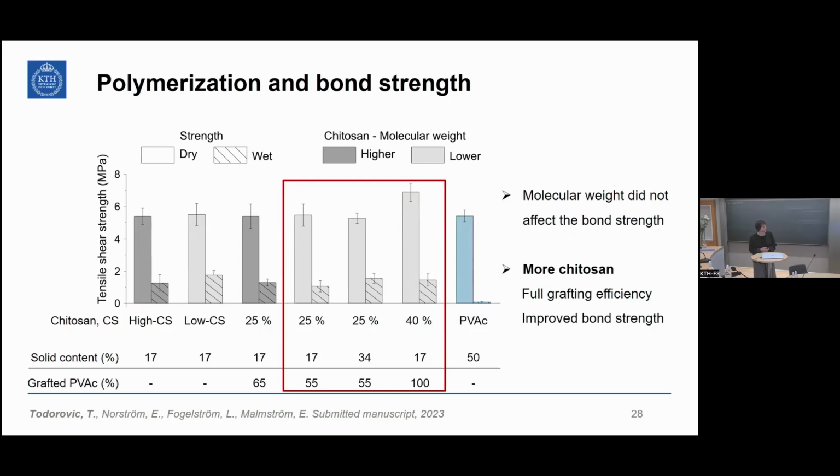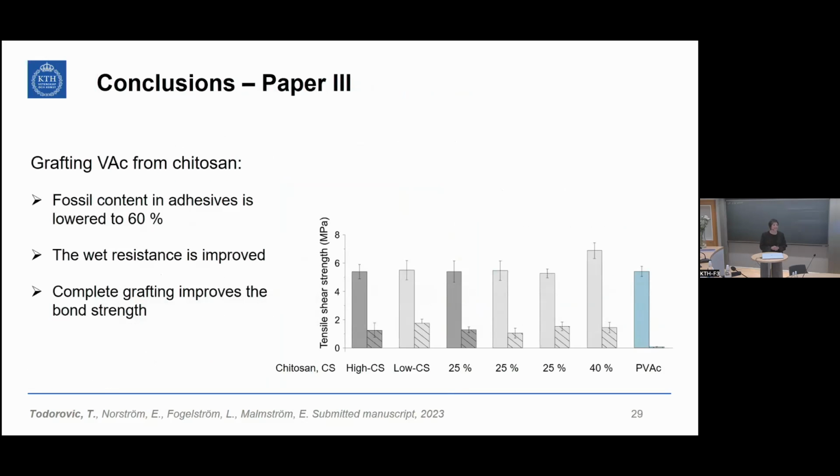Yes, that is improved strength with full grafting. So to conclude this paper, when we grafted vinyl acetate from chitosan, it was possible to lower the fossil content to 60%. The wet resistance of polyvinyl acetate was significantly improved because of the chitosan that was incorporated, and complete grafting improved the bond strength.